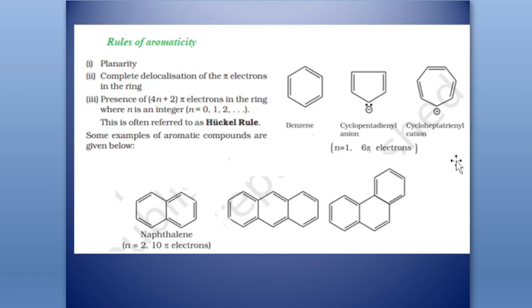Rules of aromaticity: planarity, 4n plus 2 pi electrons, and complete delocalization of the pi electrons, which is called Hückel rule. So Hückel rule predicts the aromaticity of the compound. There are some examples of the aromatic compound. Benzene is aromatic, cyclopentadienyl anion is aromatic. Cycloheptatrienyl cation is aromatic. Next comes naphthalene. Naphthalene is also aromatic. Anthracene is aromatic. Phenanthrene is also aromatic.